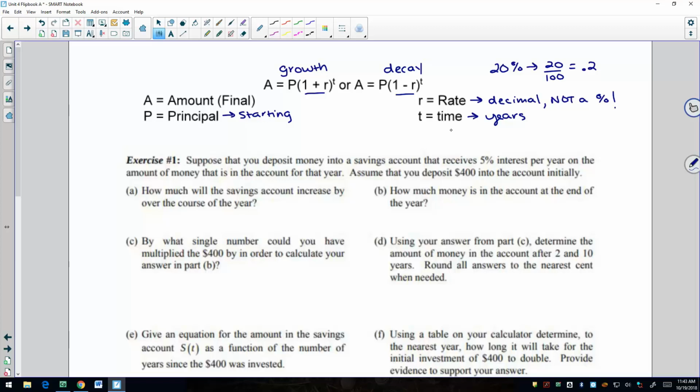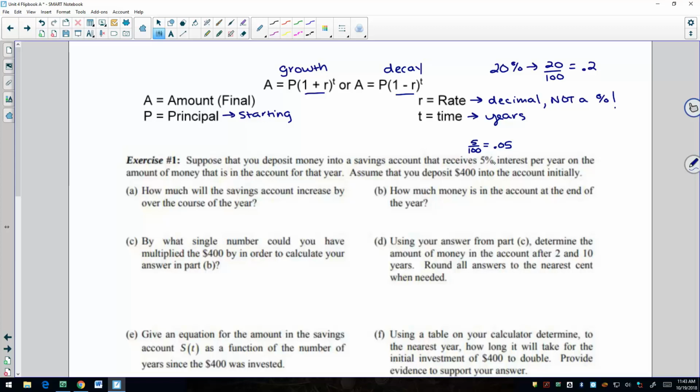Okay, so let's read through the first example. It says, suppose that you deposit money into a savings account that receives 5%, which again, above the 5%, I'm going to write what that is as a decimal. 5 divided by 100 is 0.05. The other trick that you learned, maybe back in 7th grade, to convert a percent to a decimal, you just move the decimal point 2 places to the left. So you can do that a little quicker in your head if you just know that trick.